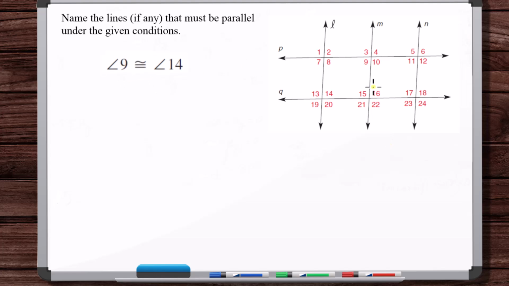Okay, what if angle 9 is congruent to angle 14? Angle 9 and angle 14.